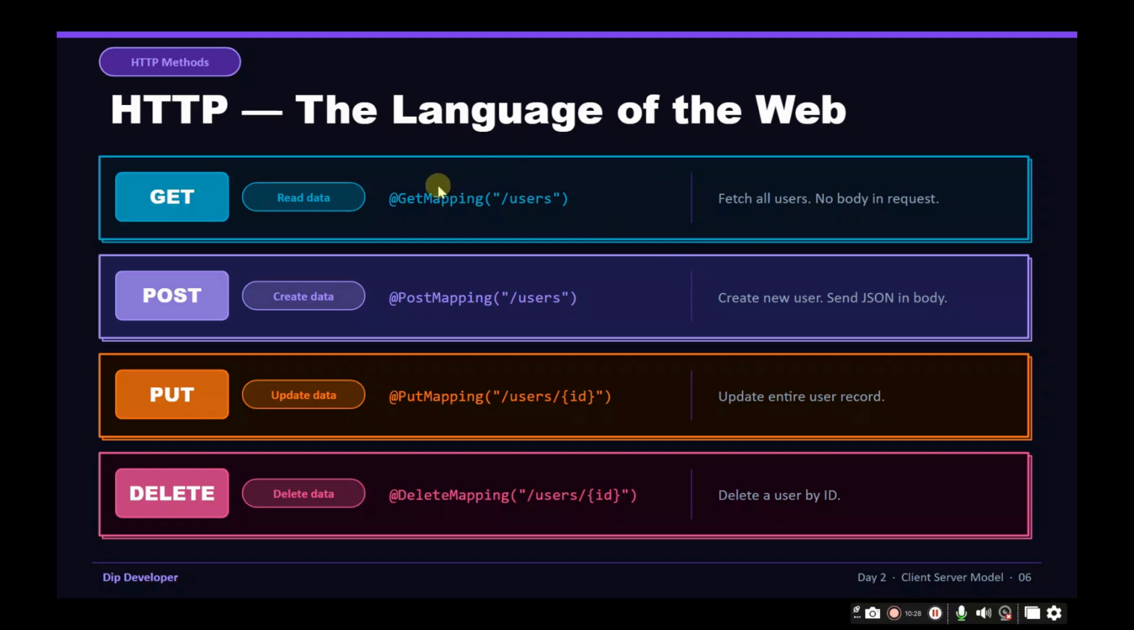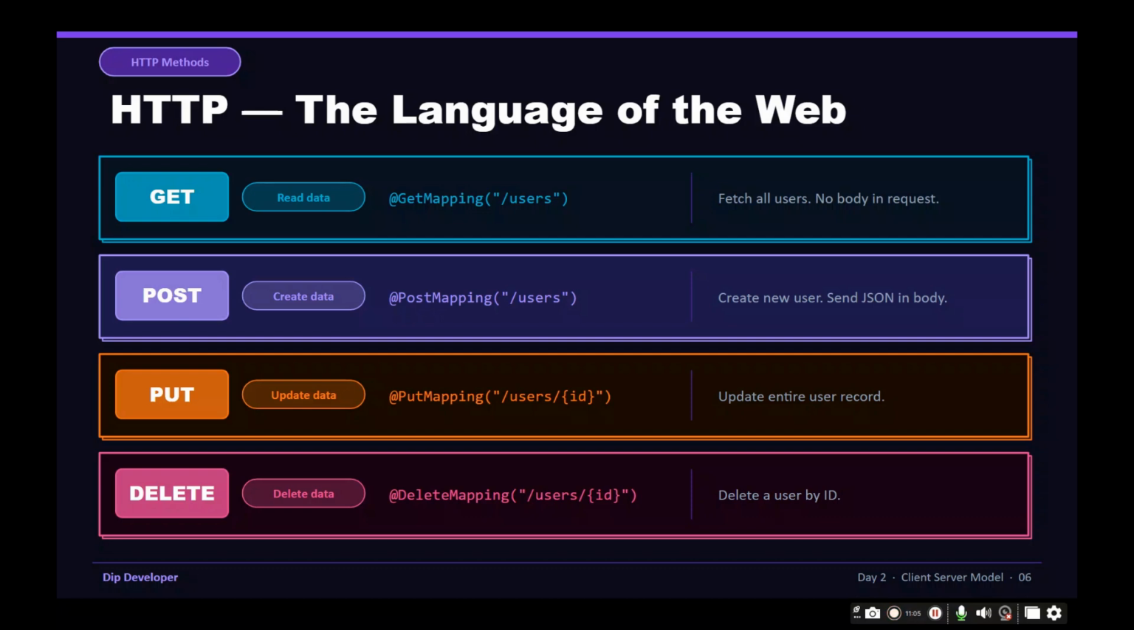The first one is GET. This is for reading data. When you use @GetMapping in Spring Boot, you say that when someone sends a GET request to this URL, run this method. There is no body in the request, just fetch and return the data. Next is POST. This is for creating new data. We will be using @PostMapping, and the client sends a JSON body in the request with the new data to create. We use @RequestBody to read it in Spring Boot.